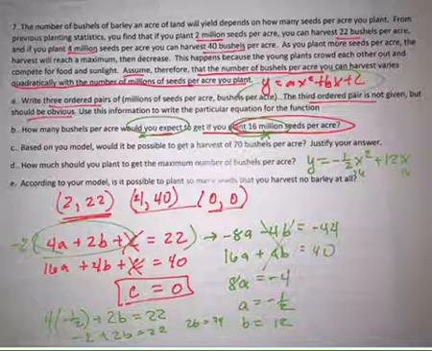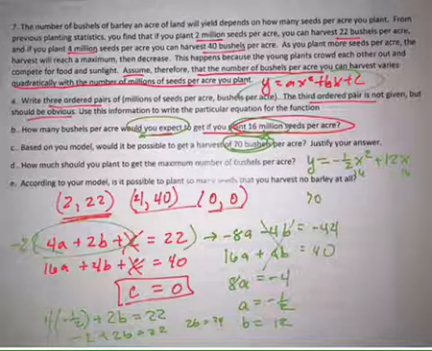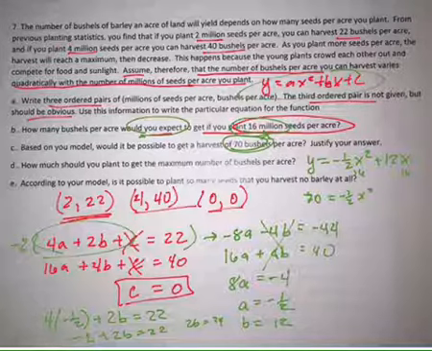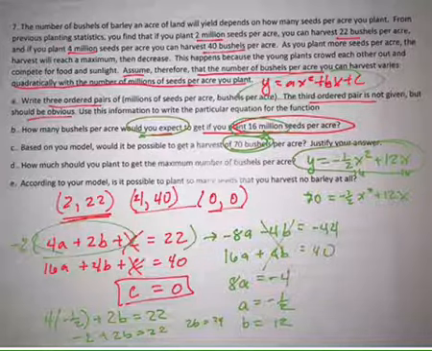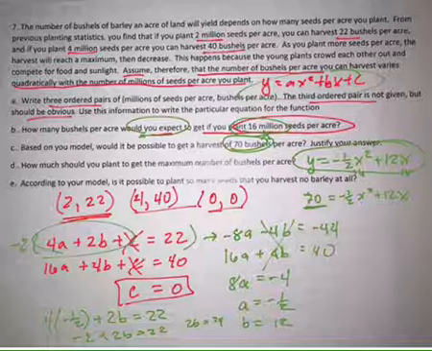Based on this model, would it be possible to get a harvest of 70 bushels per acre? We'll see if 70, can you get a value if you plug 70 in for y? Will you get a value? It may be higher than your vertex. Well, we can find our vertex. Our vertex is -b over 2a, and then plug that in. So if you type this into your calculator and find out what your vertex is, the highest point, if it's lower than 70, then the answer is no. If it's not, the answer is yes.